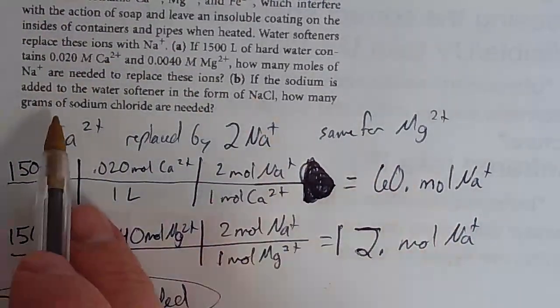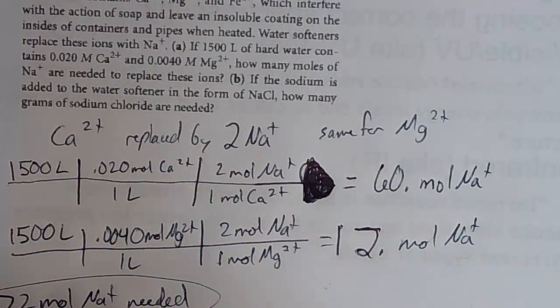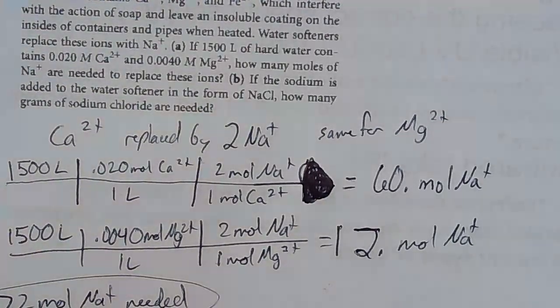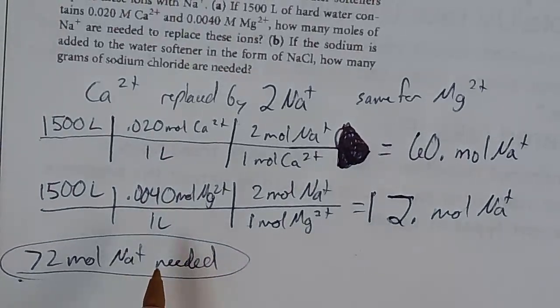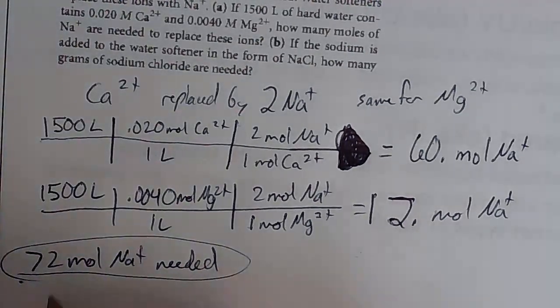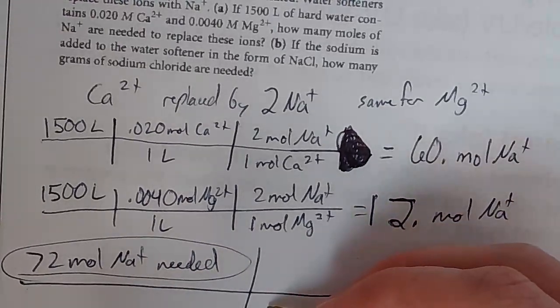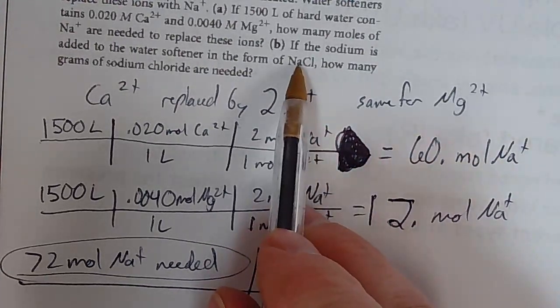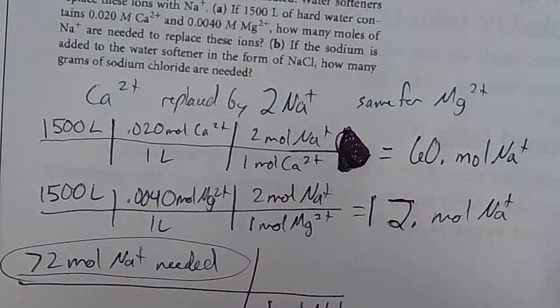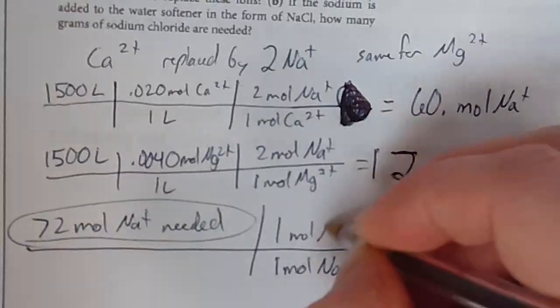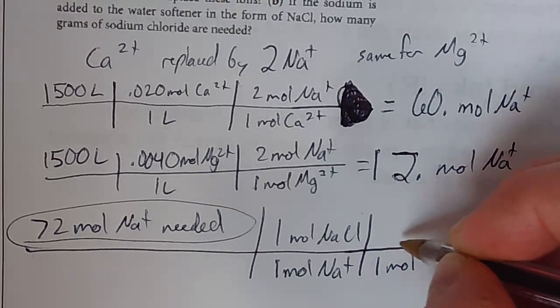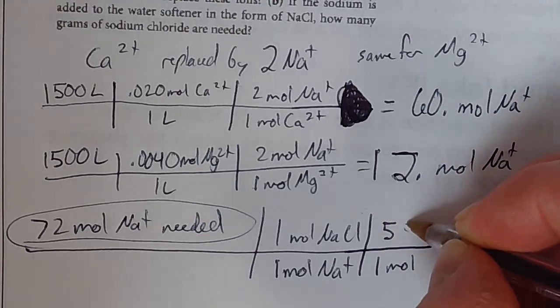Now, they asked us if the sodium added to the water softener in the form of sodium chloride, how many grams of sodium chloride are needed? Okay, can we convert from moles of sodium to moles of sodium chloride? Yeah. And then can we convert to grams from there? Yeah. So that's the approach we're going to take here. So 1 mole of sodium would come from how many moles of sodium chloride? One. Yeah. And then the molar mass of sodium chloride, 1 mole is 58.5 ish.